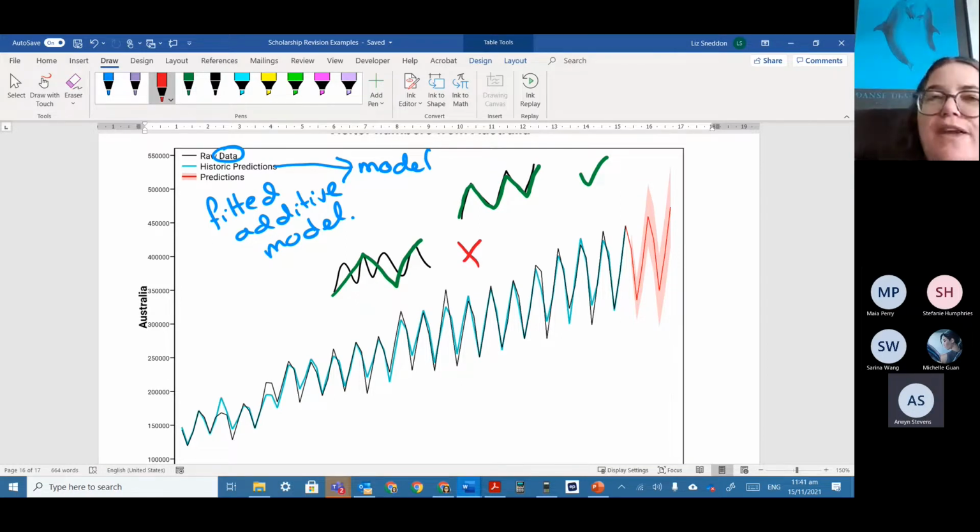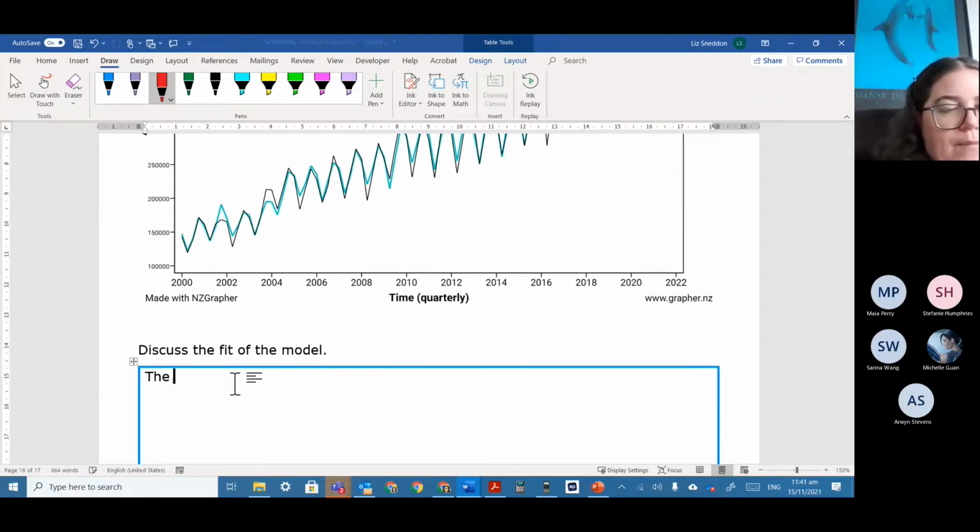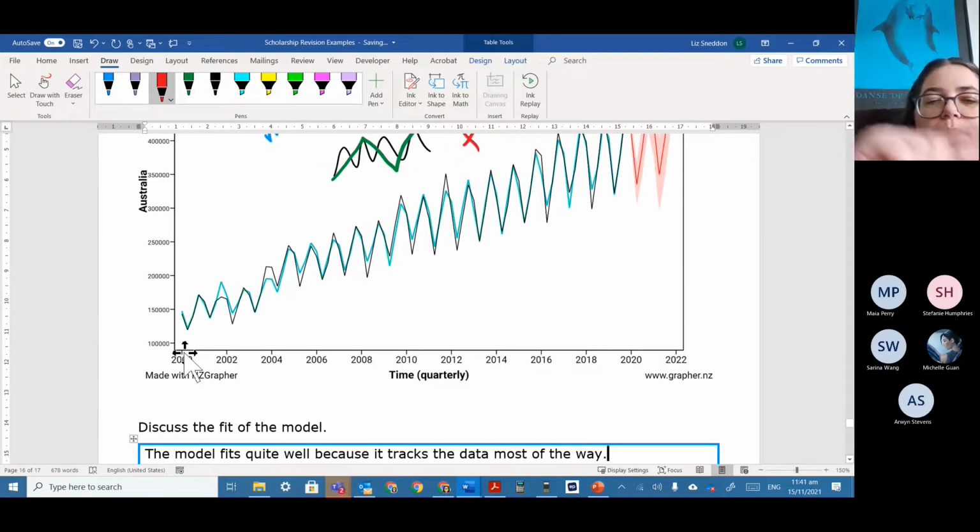Good. And so that is the reasoning I want you to be able to give me. So what we want to be able to say is the model fits quite well because it tracks the data most of the way. Something about that, something about it following, okay? So something about the model following the patterns, basically. That's what we're looking for.